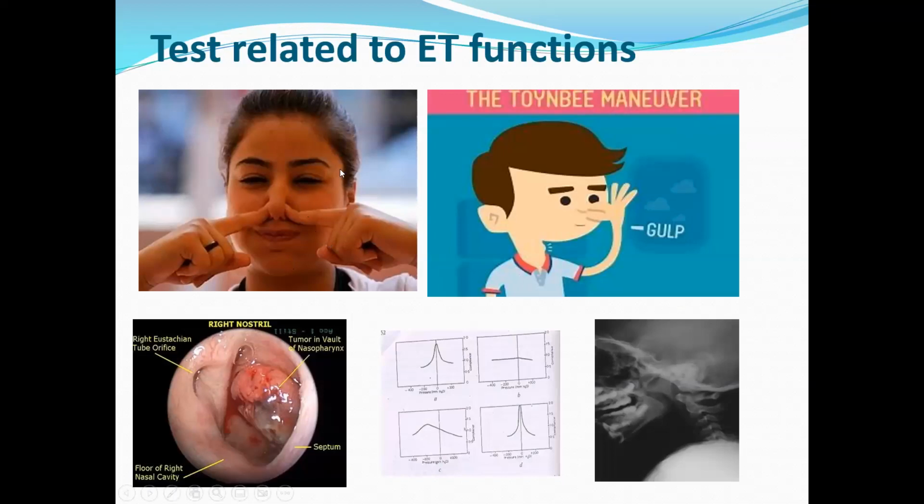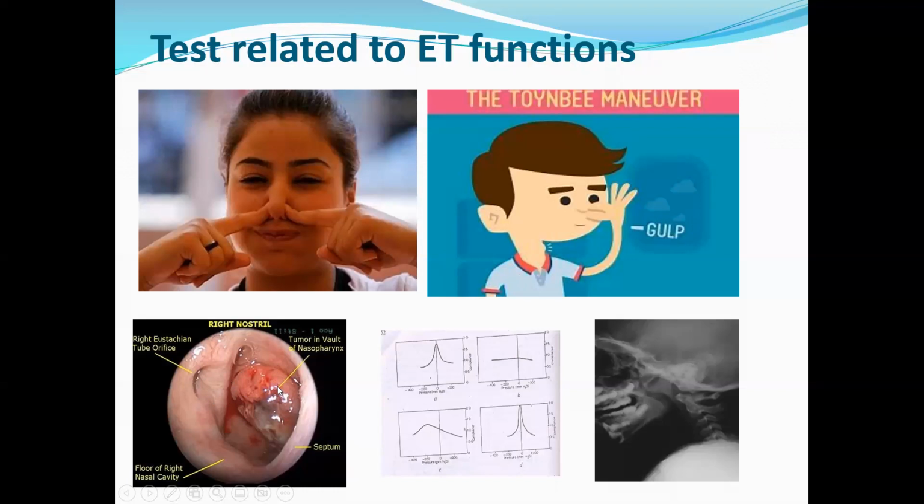This is the Valsalva maneuver, blowing with closed nose and closed lips. Toynbee, swallowing with closed nose and closed lips. Then endoscopic examination. We pass the endoscope through the nose. So this is the picture of the nasopharynx showing adenoids, which are the main culprit in this disease, and the opening of the eustachian tube.